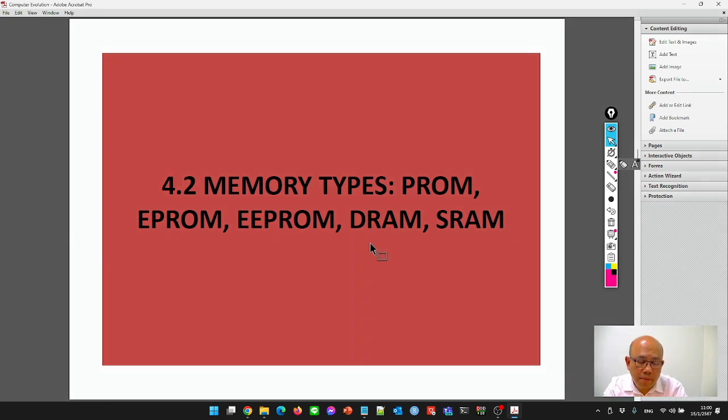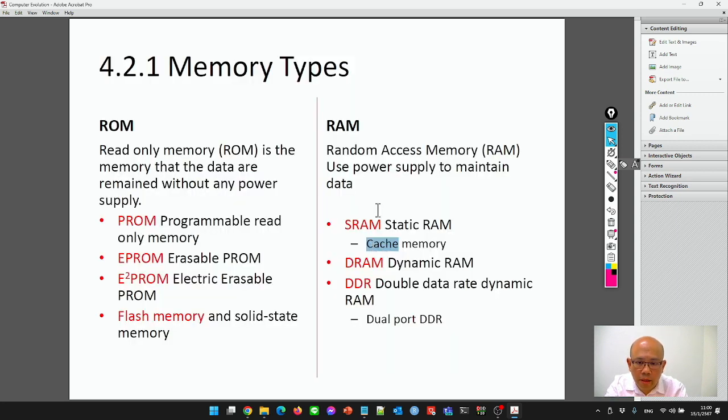Now for this topic, we talk about the memory types. The memory is divided into types: ROM and RAM. The ROM is read-only memory. You can read only, you cannot write. But sometimes you write it by program the first time, only one time programming. And the RAM, you can read and write.